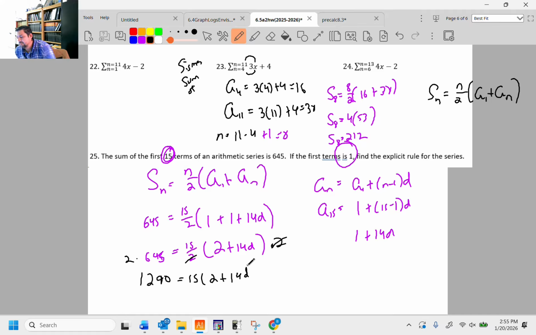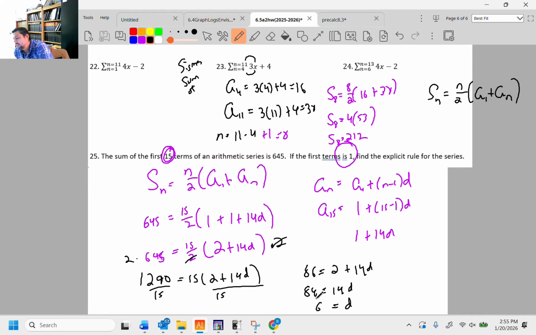And let's see if 15 enters 1290. It does, and I thought it would. It enters it 86 times. So I'm going to divide out my 15, and I get 86 equals 2 plus 14 d's. Subtract my 2, I get 84 equals 14 times d. And what's that take? 6 times? The difference is 6.